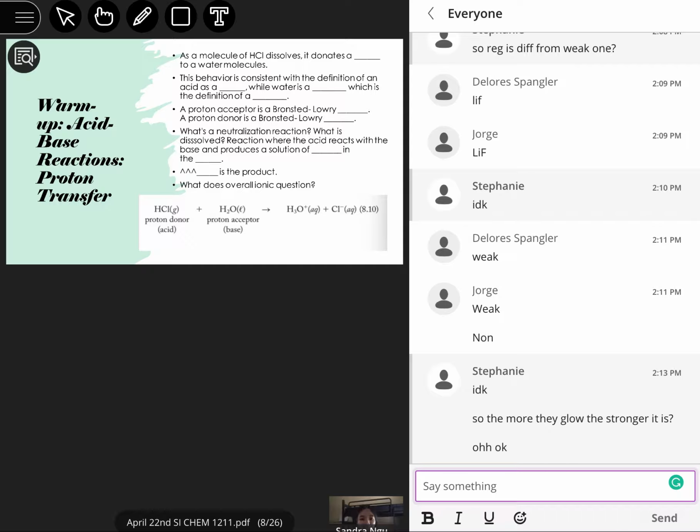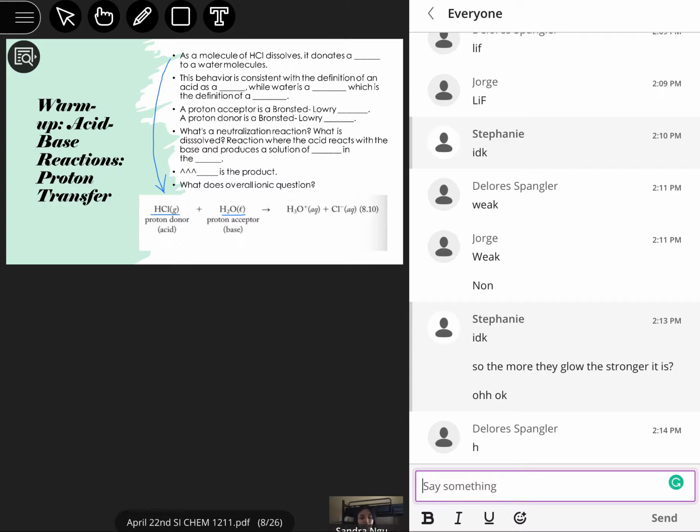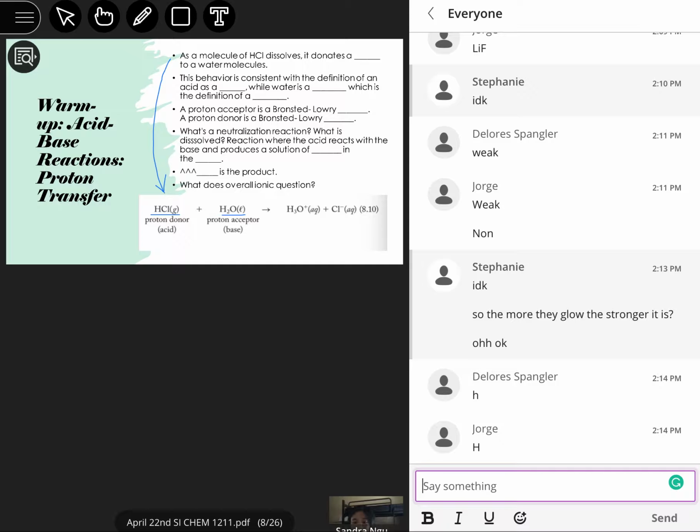So as a molecule, and then you're using this with this equation. Looking at this equation, if a molecule of HCl dissolves, it donates a blank to water molecules. Right? You see water molecules, HCl. What does it donate? Can anyone tell me? Like in this equation, HCl plus H2O, H.